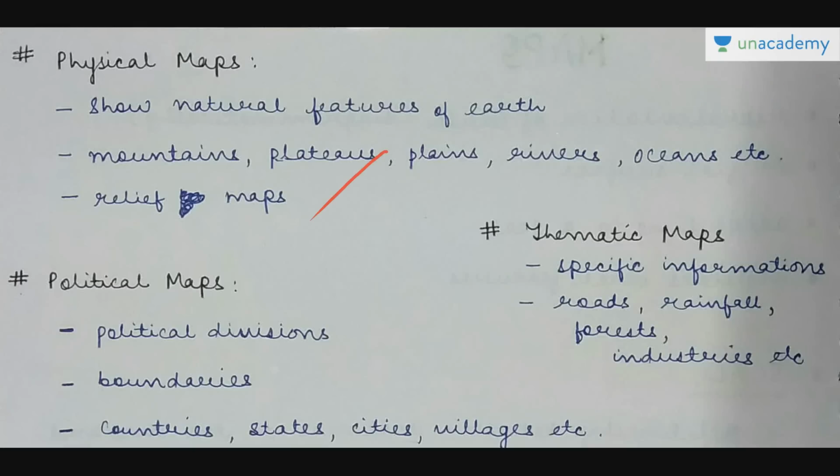Now thematic maps, the name suggests it is based on a theme, a particular purpose or a particular information, like a complete map on roads itself. So they'll show the national highways here and there, or the airline connectivity, or the industries, or the rainfall, or the forest. So they will be based on a particular theme.